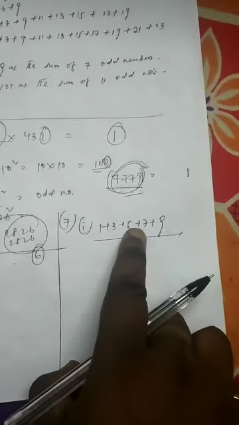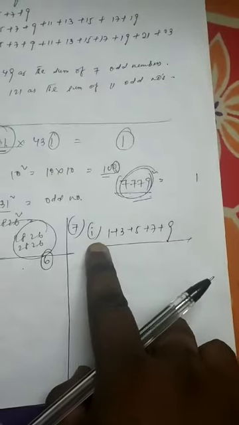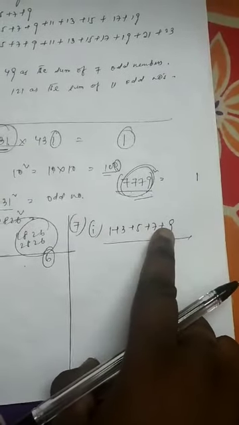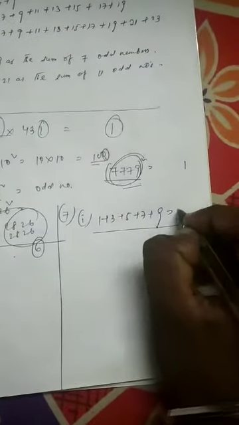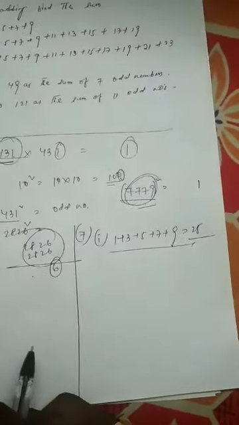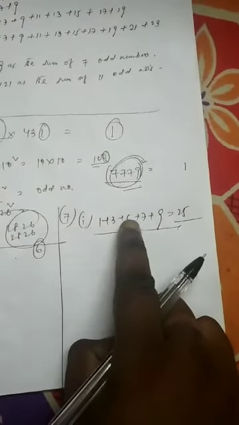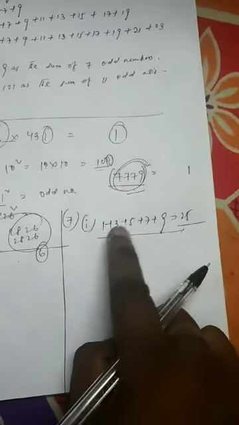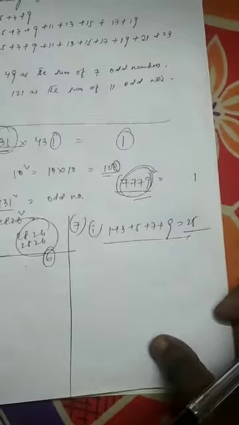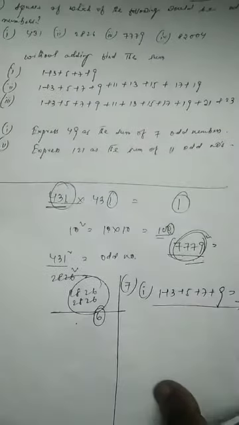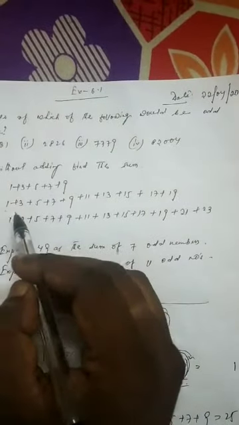1 plus 3 plus 5 plus 7 plus 9. So here there are 5 odd numbers, and we have to take the square of 5. 5 square is 25. The answer will be 25. I'm repeating once again: here are 5 odd numbers, so the sum of these numbers will be 5 square. 5 fives are 25.